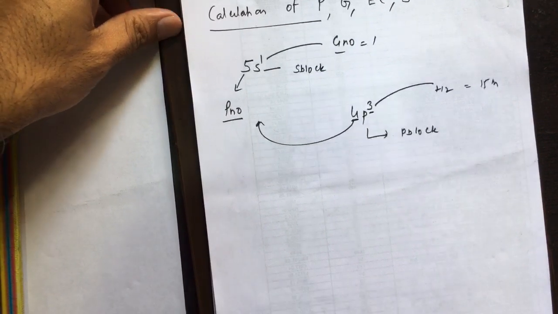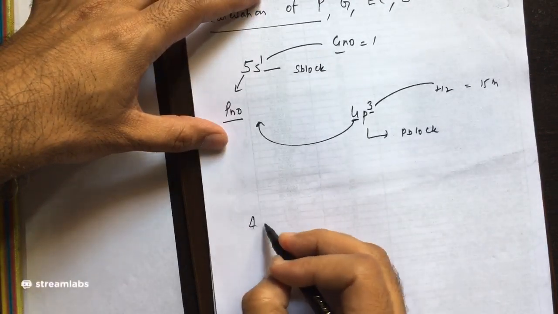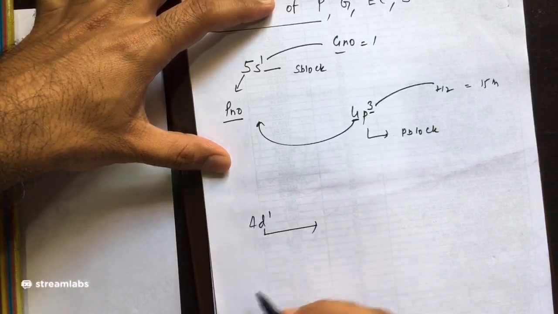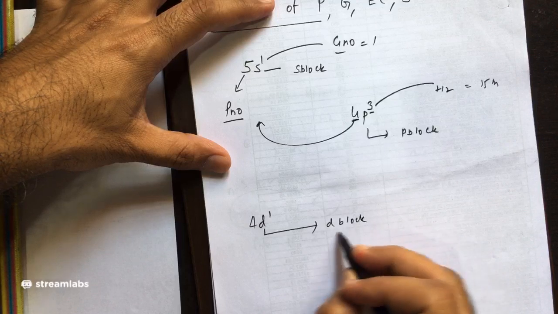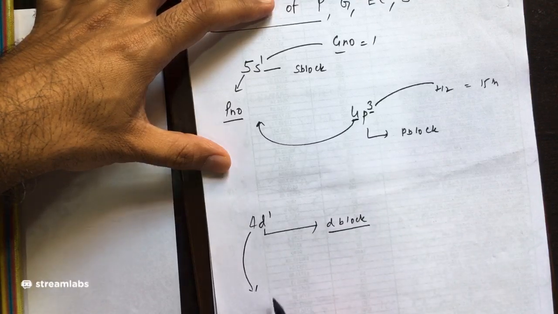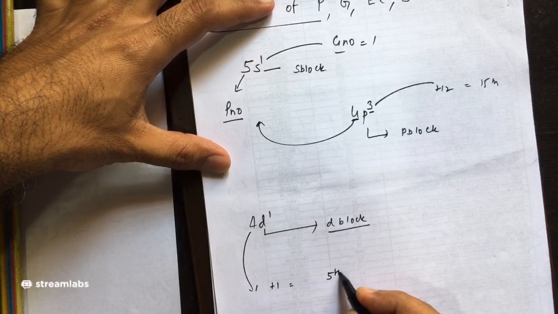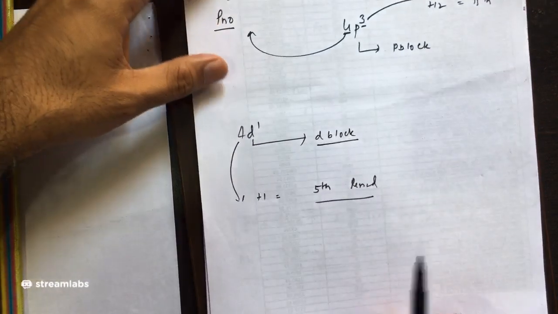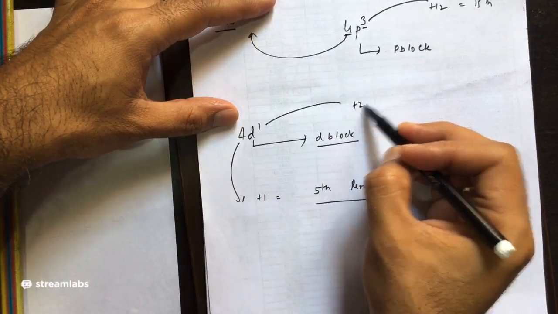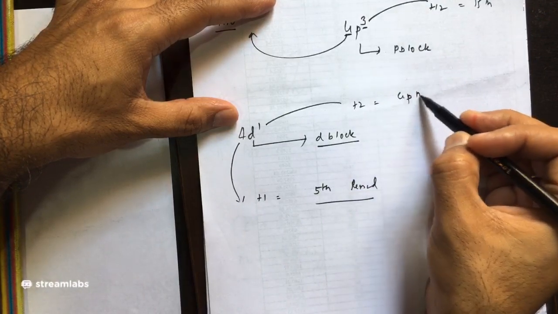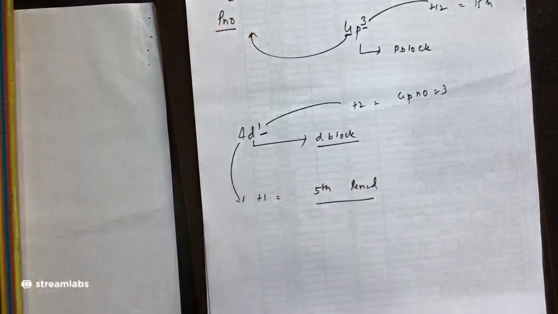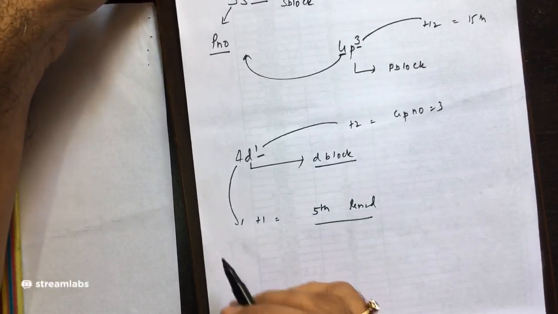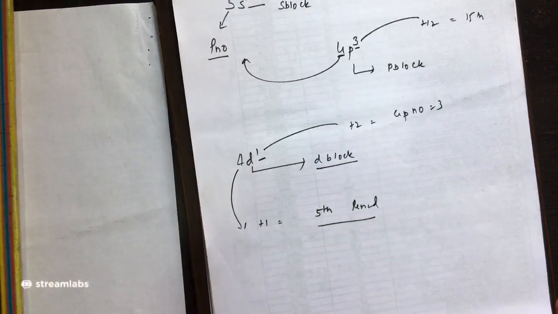Let's suppose the arrangement is 4d1. So it's a d block element, no doubt in it. The number first written is 4. You need to add plus 1. So you will get the 5th period. And in the top, it is written as 1 here. You need to add 2 here to get the group number, which is equal to 3 for the given configuration. So whenever it is a d block element, you need to add 2 to the group number, and to the first number you need to add 1.